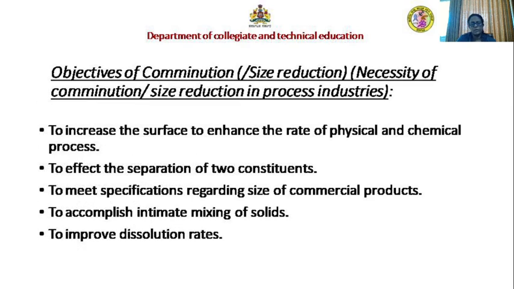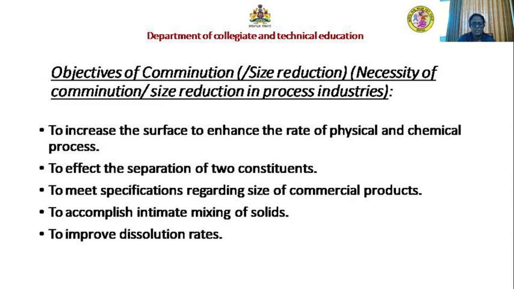So let us understand what are the objectives of having comminution as an important operation in chemical industries. Okay, so this is about the objectives of size reduction operation. So that gives an idea about what is the necessity of carrying out comminution or size reduction in process industries.